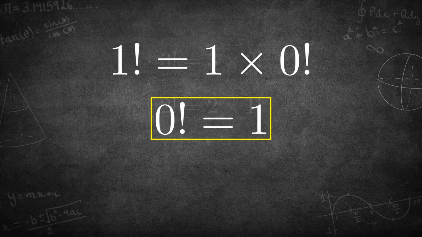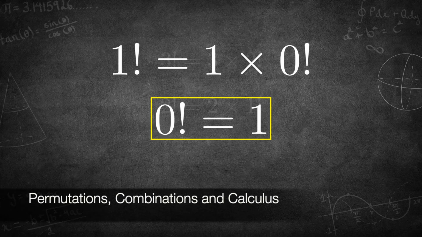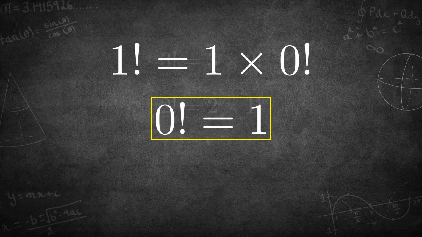This may seem strange at first, but it makes perfect sense when we follow the pattern of factorials. Defining 0 factorial as 1 isn't just a clever trick. It keeps our formulas consistent and allows us to build powerful tools in mathematics, especially in permutations, combinations, and even calculus. So, the next time you see 0 factorial equals 1, you'll know it's not magic, it's mathematical logic.